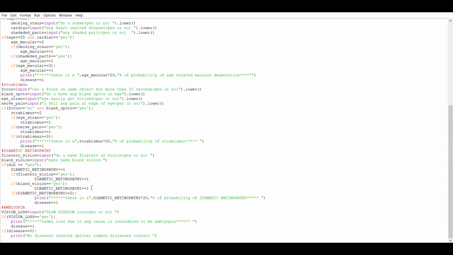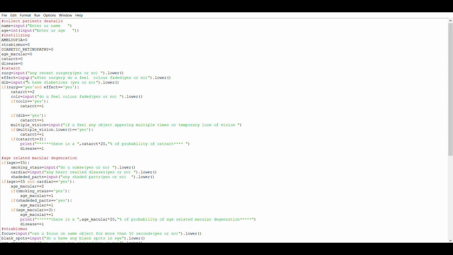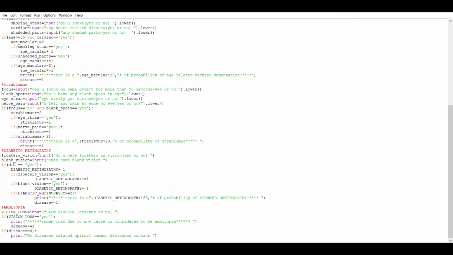Next, vision loss. Slow loss of vision caused by any type of disease is called epilepsy. So any slow or sudden loss of vision is considered as epilepsy, and that is completed. We initialize the disease variable to 0, and if it remains 0, we consider that there is no optical disease.